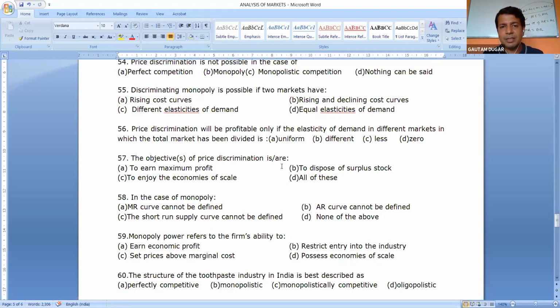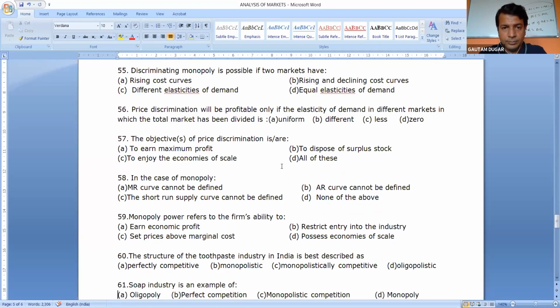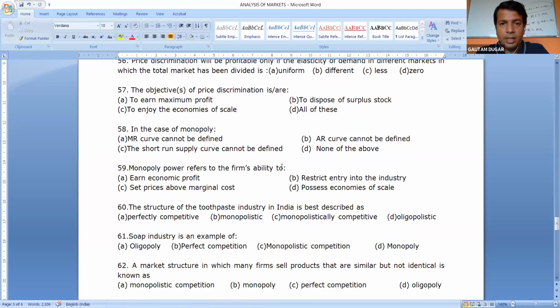56. Price discrimination will be profitable only if the elasticity of demand is different in the markets into which the total market is divided. It is profitable only if the different markets have different elasticities of demand. 57. You will read and find the answers yourself.